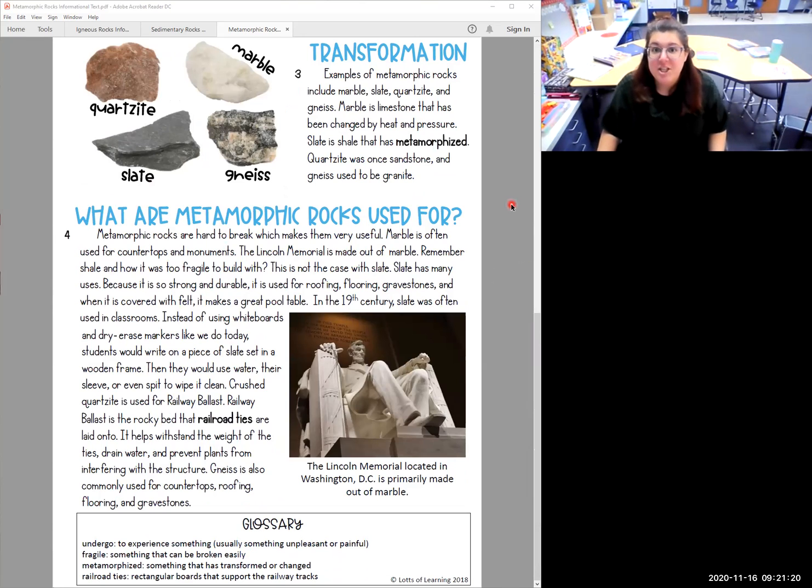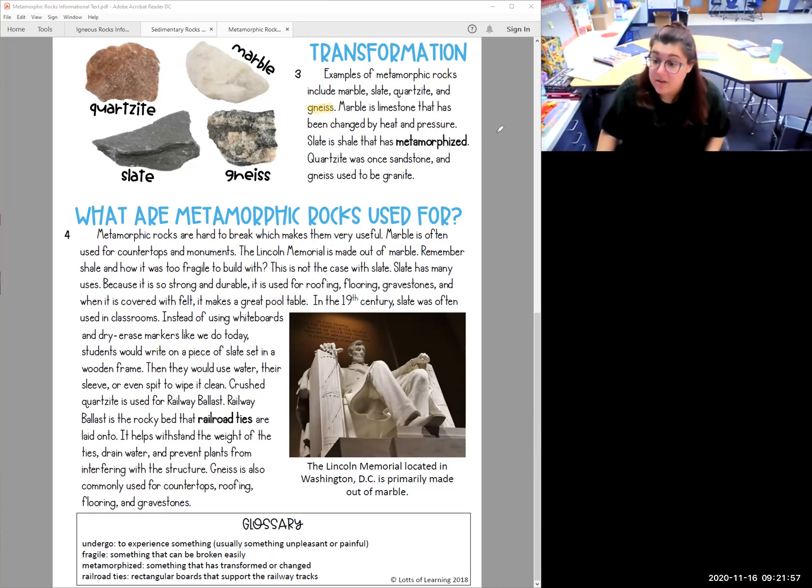Paragraph 3, transformation. Examples of metamorphic rocks include marble, slate, quartzite, and gneiss. I'm going to go with gneiss. I think that G right here is silent. It's an interesting word. We'll have to look that up and see what we can find. I'm going to go ahead and highlight that. Gneiss. At least that's how I think you say it.